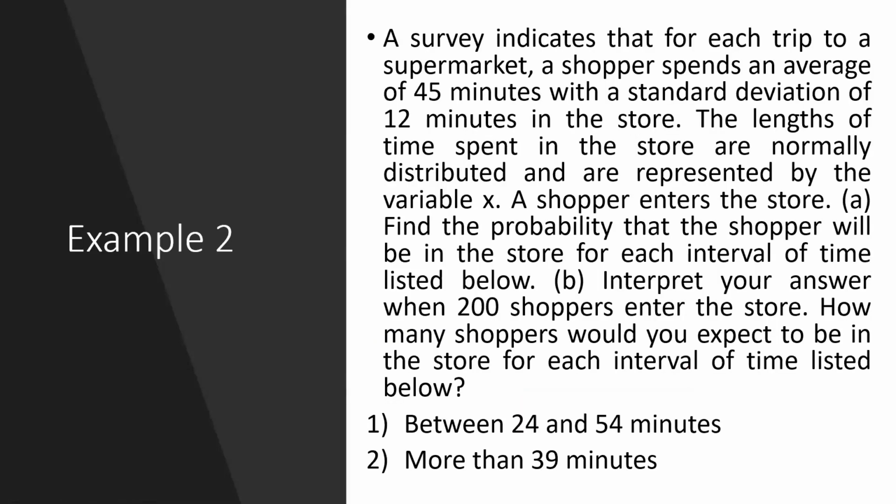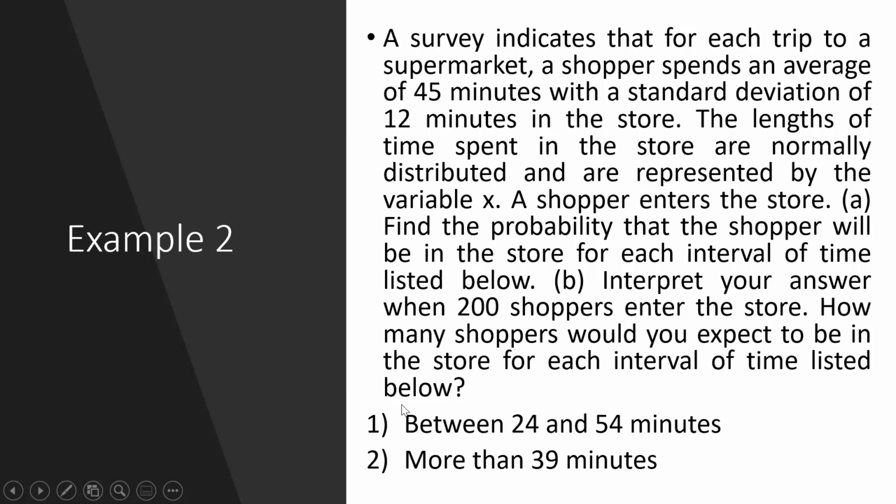A survey indicates for each trip to a supermarket, a shopper spends an average of 45 minutes with a standard deviation of 12 minutes in the store. The lengths of time spent in the store are normally distributed and are represented by the variable x. A shopper enters the store. A, find the probability that the shopper will be in the store for each interval of time listed below. B, interpret your answer when 200 shoppers enter the store. How many shoppers would you expect to be in the store for each interval of time listed below?